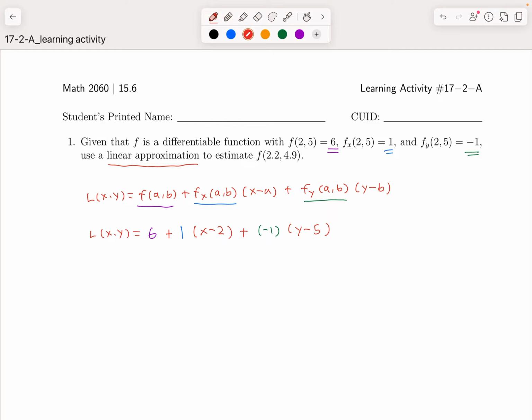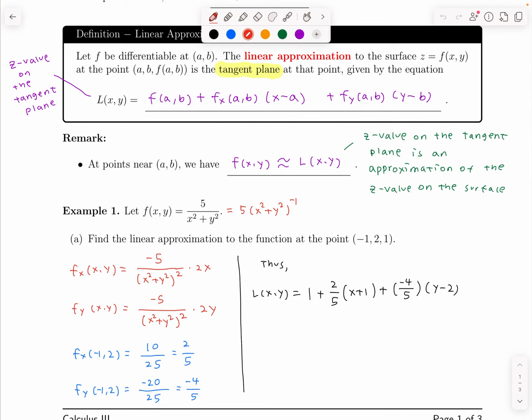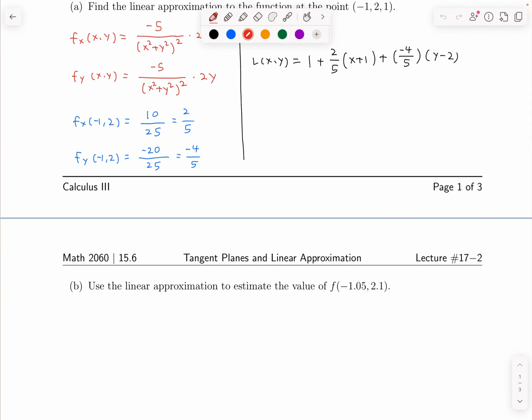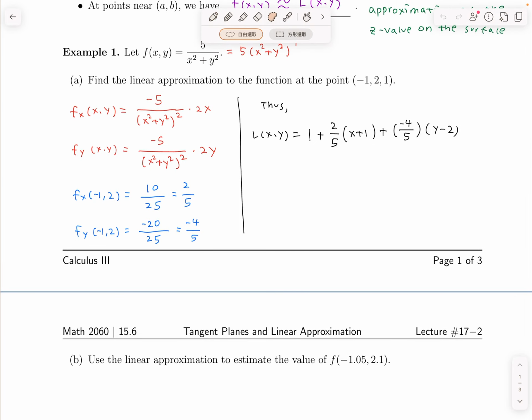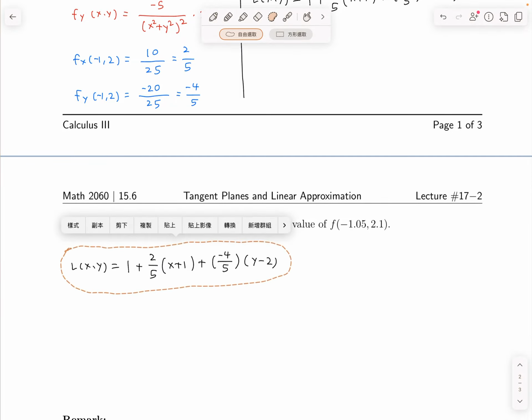Now let's go back to the lecture note and we will come back to this problem later. So this is the first part. You want to find a linear approximation. Now, if you scroll down to the second page, you can see that we would like to use this linear approximation to estimate the value of f of (-1.05, 2.1). So we will need this linear approximation. So let me do a copy and paste. We will put this right here.